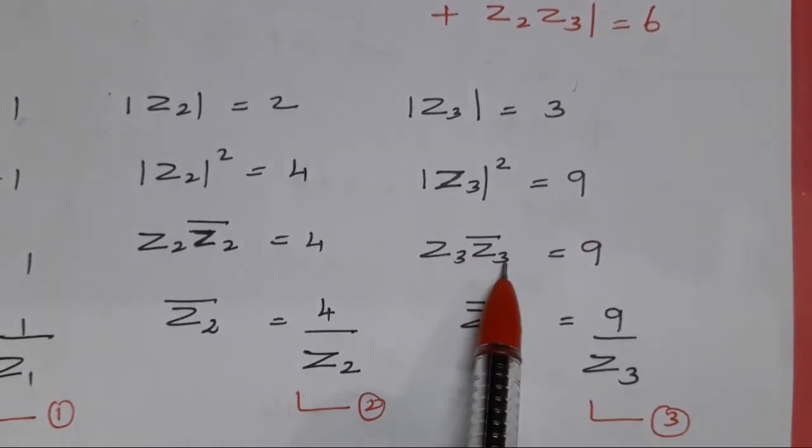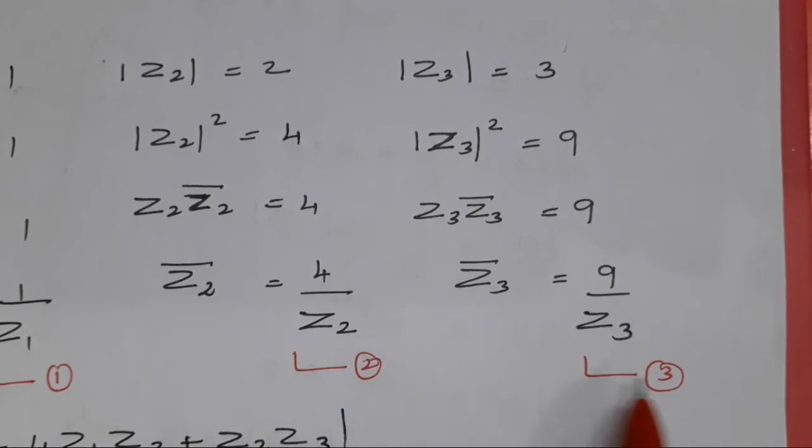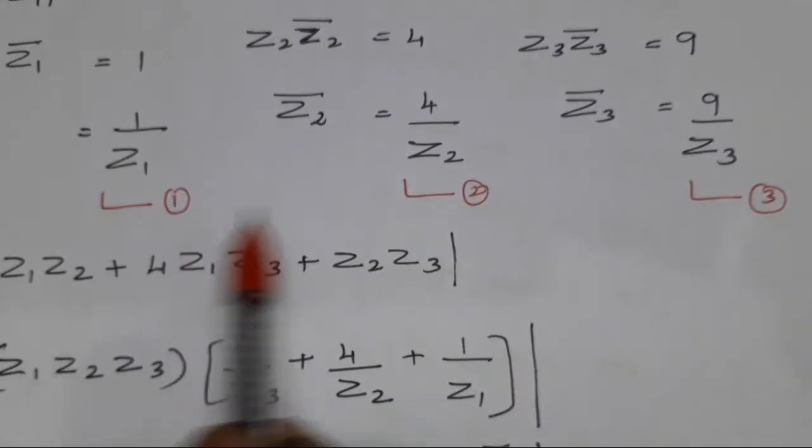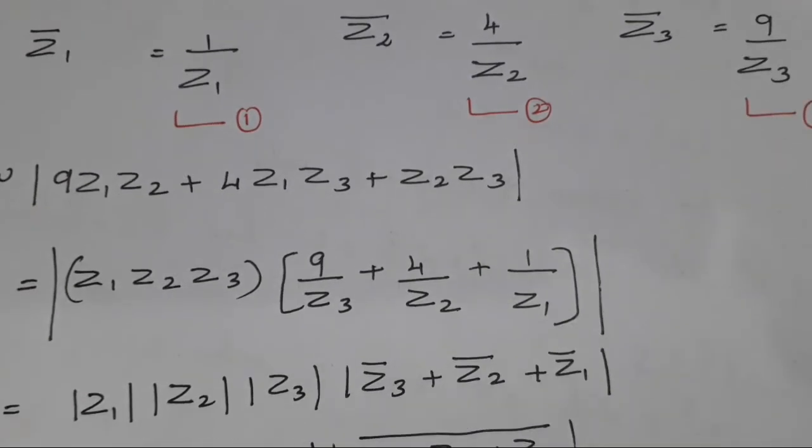So Z3 into Z3 bar equal to 9. That is Z3 bar equal to 9 by Z3. This is the third result. Using the third result, we are going to substitute the value and find the answer.